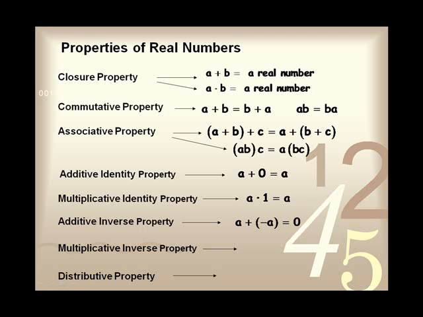The multiplicative inverse property is the same idea. I want to use multiplication. I want to take my real number and multiply it by something so that my answer is 1. Well, in this case, I'd want to multiply by the reciprocal of that number. So if I take a real number A and I multiply it by 1 over A, I'll get 1.